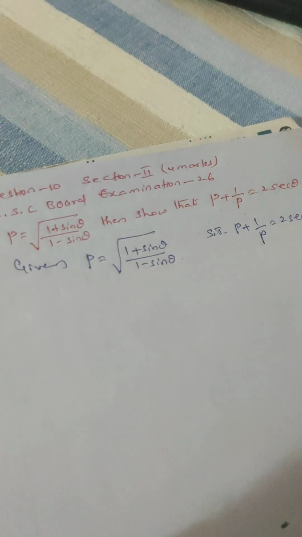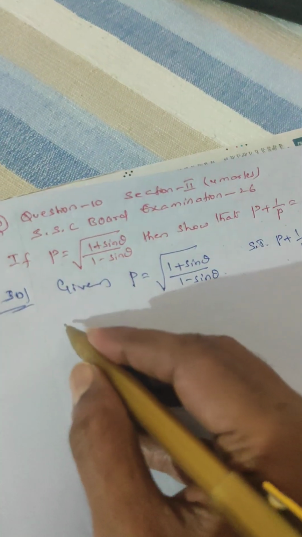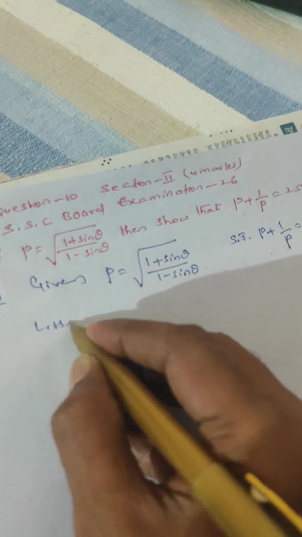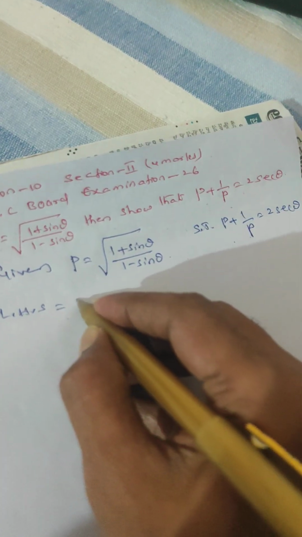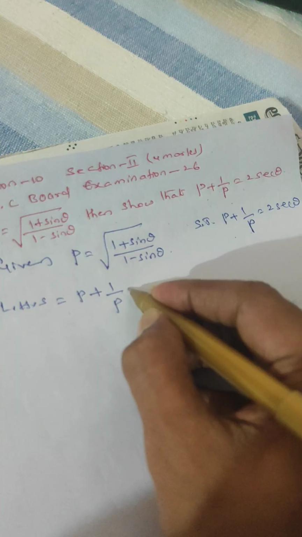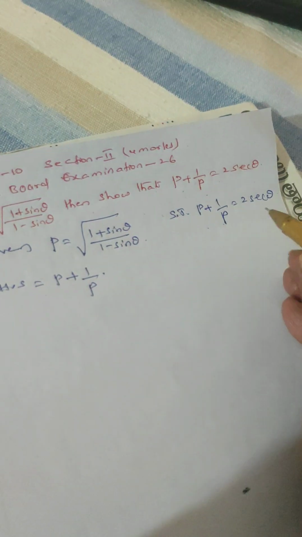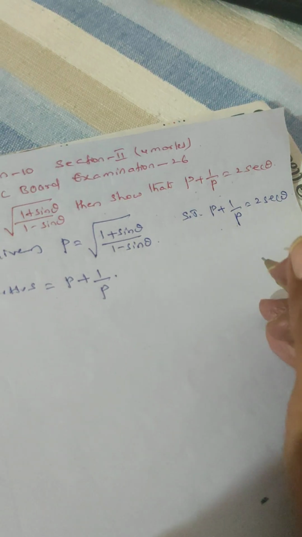Okay, so in this problem I will take the LHS and I will show the RHS value. What is my LHS part? To prove this theorem, the LHS part, that is the left hand side part, is P plus 1 by P. After simplifying this value, I have to get the result as 2 secant theta.